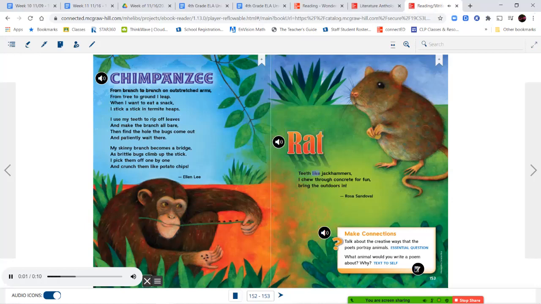Rat. Teeth like jackhammers, I chew through concrete for fun. Bring the outdoors in. Rosa Sandoval.